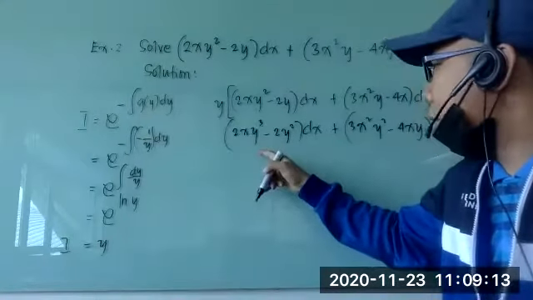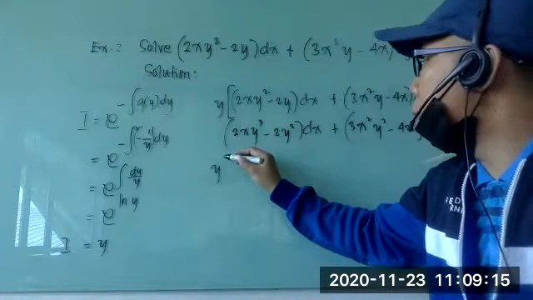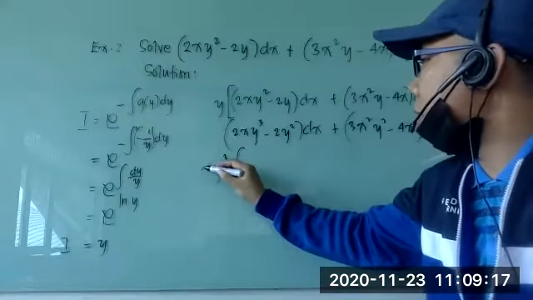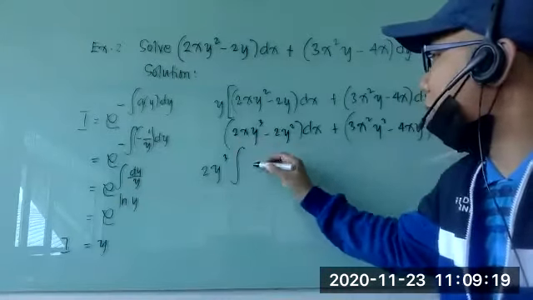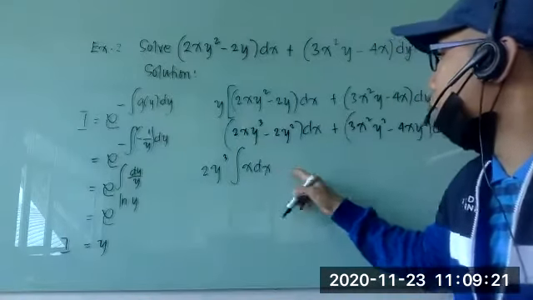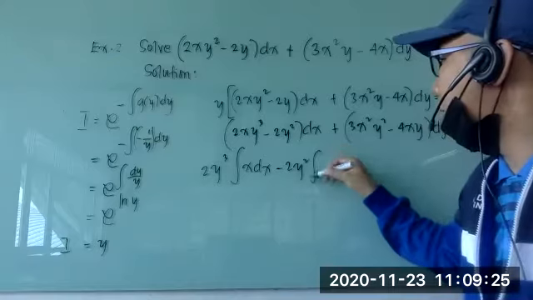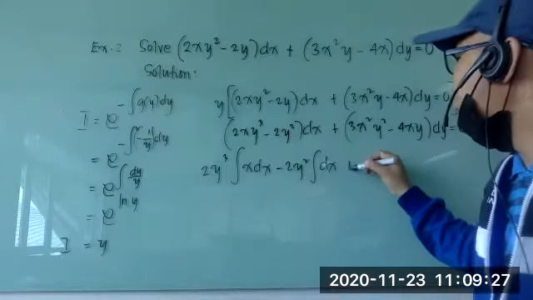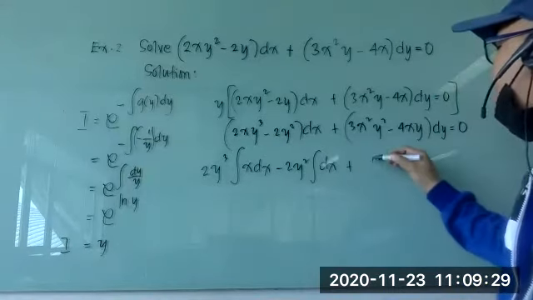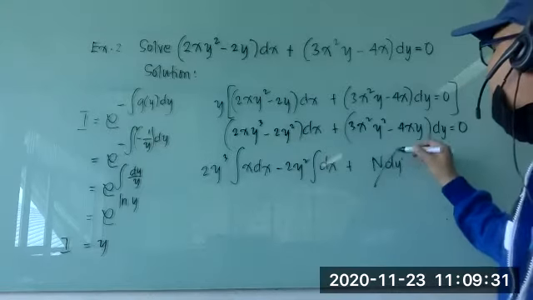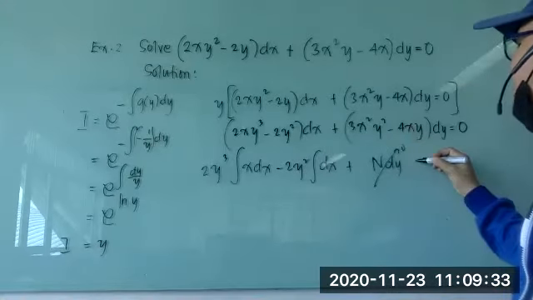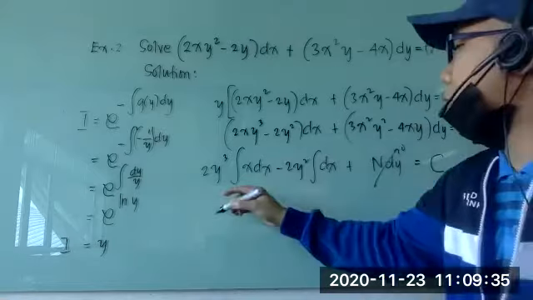Y is held constant, so y cubed integral, 2 is also constant, diba? Integral of x dx. This will be factored out. So 2y squared integral of dx. At itong term na to will be 0 kasi parehong may function of x yan, di ba? So c. So copy lang natin.